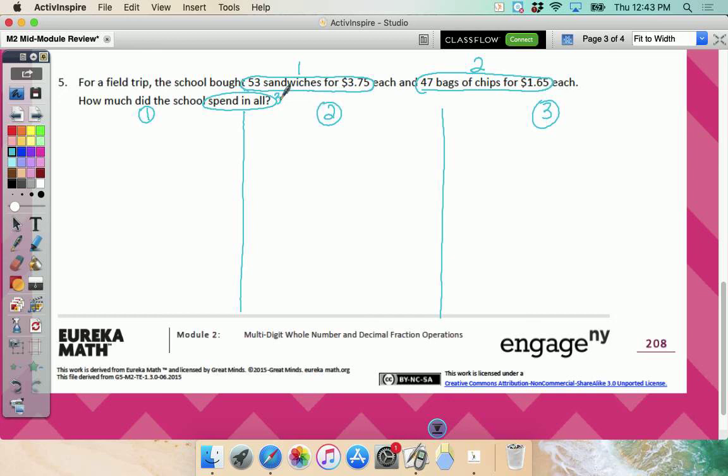Now, when I do 53 sandwiches for $3.75, is that addition or multiplication? Multiplication, okay? If you're going to go buy 53 sandwiches from Subway, you know what they're going to do? They're going to put 53 in the cash register times however much they cost, okay? So $3.75 times 53. Now I want you to look at something here. I'm not going to put my dollar sign on until I get my answer, because that's just going to confuse me.